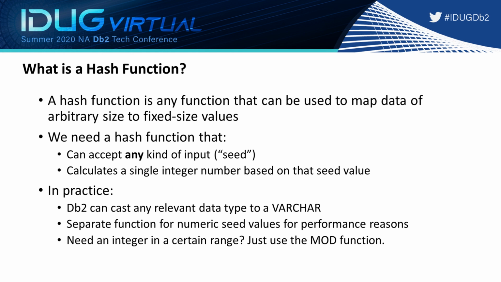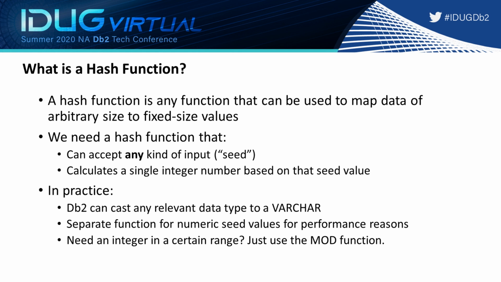And since Db2 can convert every data type to a character string, strictly speaking, we really only need one hash function for all data types. Whatever value we have, whether it's a string, a number, a timestamp, we can just convert it into a string and then use it as input for our hash function. In practice, it is useful to have two hash functions, one for numeric input values and one for everything else, and the reason for that is that working with numeric data is much faster than processing strings.